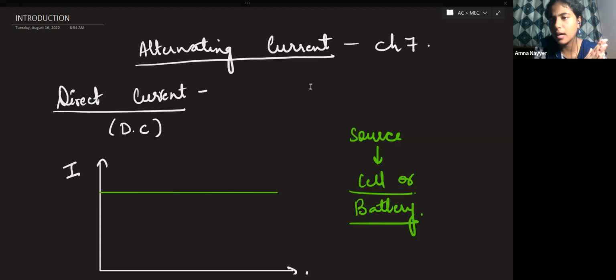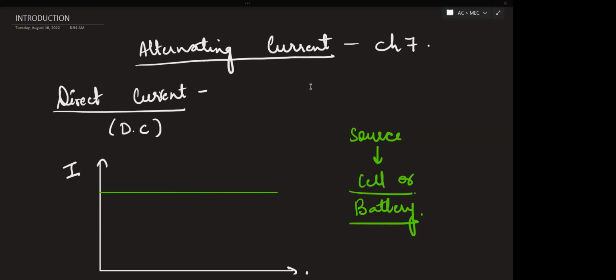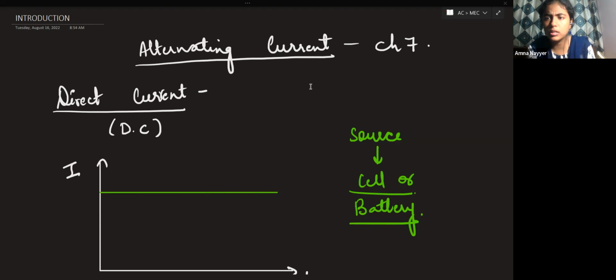In the last class, we had started with this lesson, alternating current, chapter number 7 of NCERT. We had just seen the introductory part of alternating current and the working of the AC dynamo or AC generator. Direct current is constant current. Constant current means it does not change with time, and contrary to it, alternating current changes with time. As time passes, the current varies.